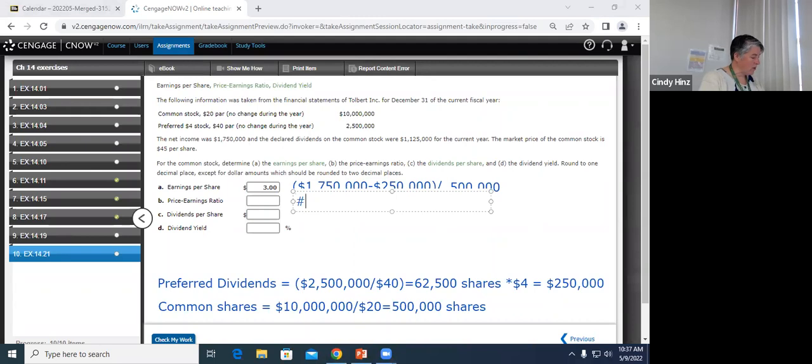And we take the earnings per share, and compare that to the market price. So we're told the market price is $45 and the earnings per share was $3 as we just calculated. So the PE ratio would be 15 or 15.0 or 15 times. What you might hear if you follow the stock market is the stock is trading at 15 times earnings.